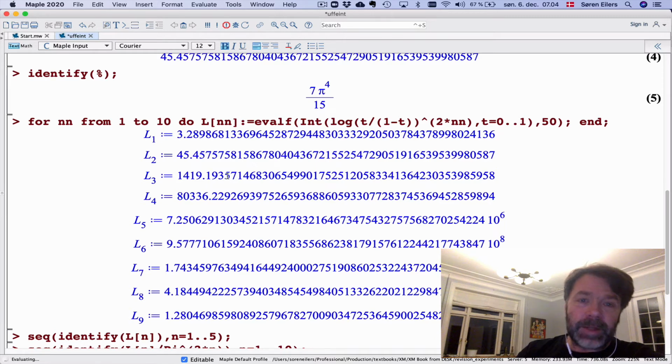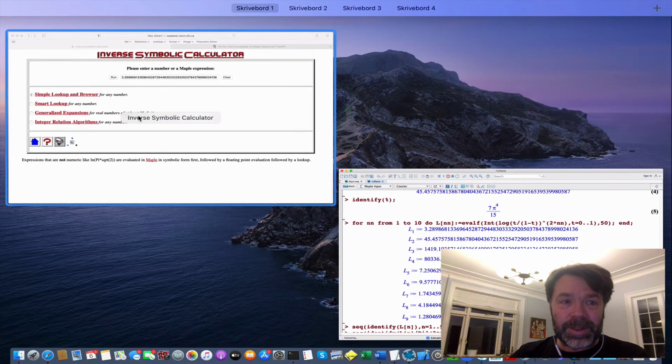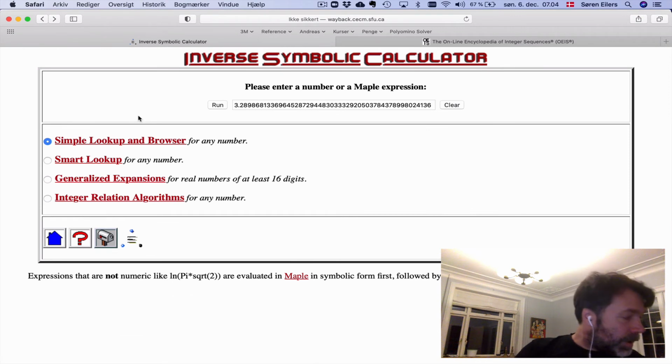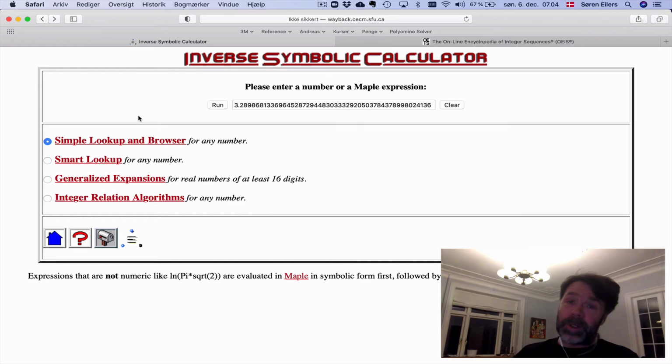So that in fact was not the case with the old one. The better one that I'm mentioning, which unfortunately now is down, that would actually give me a hit. And let me look up what it was. It was 31 times pi to the 6th divided by 21.